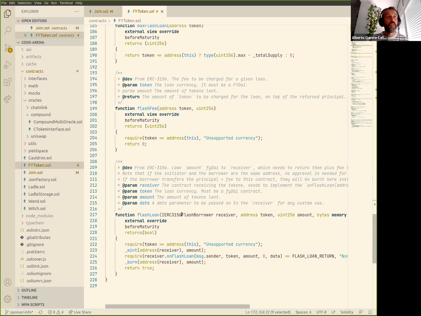And of course, now we are ERC3156 compliant everywhere, because why not? Cool. So those are the FYtokens and the joins.